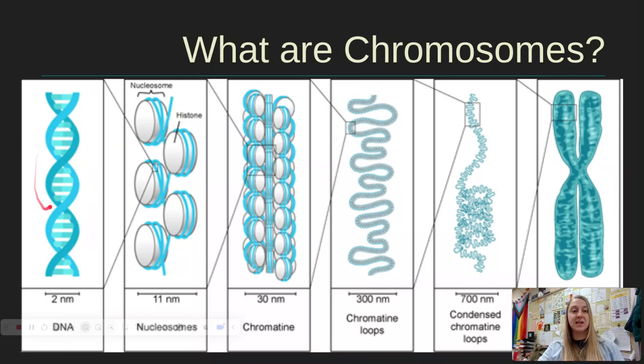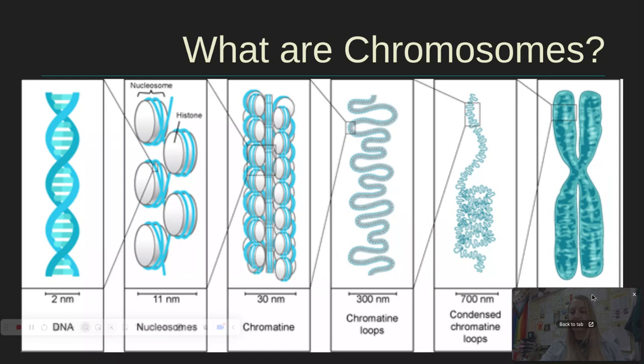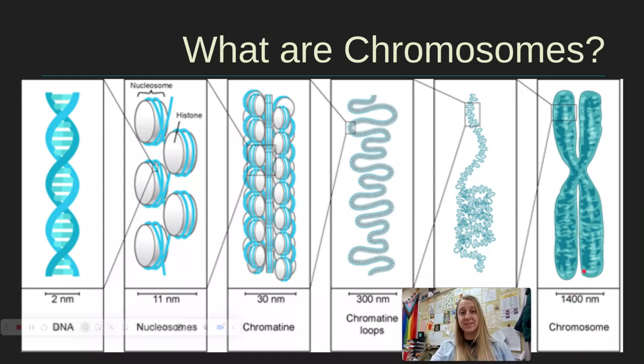So you've got your initial DNA strand over here. Your DNA wraps around these proteins called histones. That wraps itself up into this thing called chromatin. Then we got those things looped over each other into chromatin loops. Then we got them into condensed chromatin loops. And then over here, if I move my face, you'll see that this is a chromosome.